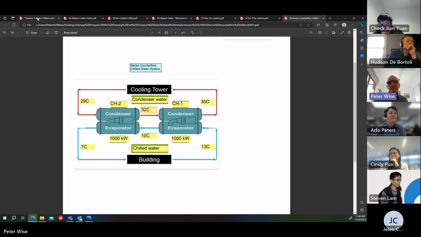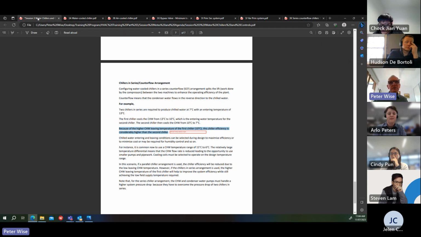Chill water entering and leaving conditions can be selected during design to maximise efficiency or to minimise the cost or may be required for humidity control. It's common these days to have a greater range in the chill water temperatures. A lot of projects that I was involved with in recent years had a chill water temperature range of 15 degrees to 6 degrees. Even higher, even 16 to 6.